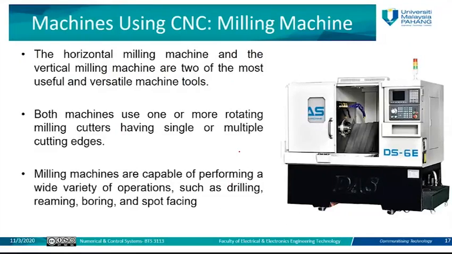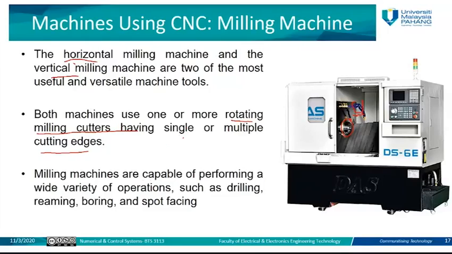The horizontal and vertical milling machines are the two most common types. We said horizontal or vertical depends on the place of the spindle here. For example, this is a horizontal, and if the spindle is on the top, this is a vertical. Both machines use one or more rotating milling cutters. They are rotating cutters, not normal cutters. The normal cutter is stationary, but here it is a rotating cutter having a single or multiple cutting edges, depending on the required task that we need to perform.